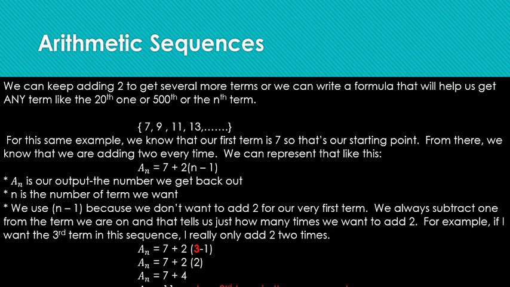We always subtract 1 from the term we are on, and that tells us just how many times we want to add 2. For example, if I wanted the third term in the sequence, I really only add 2 twice. So that's why I would do 3 minus 1. If we work that out, we would get 7 plus 4, which gives us 11, and that would be our third term in the series.